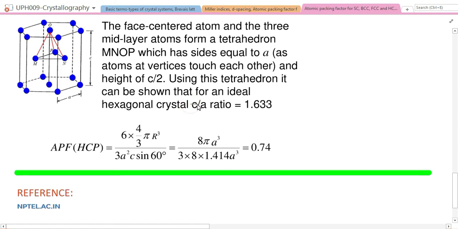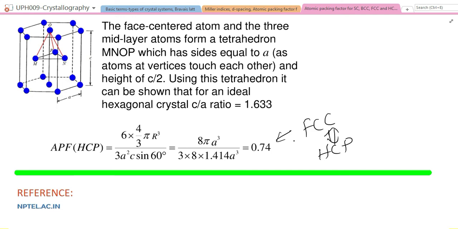Assuming that you would be able to find out c by a ratio is equal to 1.633 given such a configuration, you would see that atomic packing factor is 0.74, which is again same as what you see in case of FCC too. So that means HCP and FCC, in terms of their volume occupied or how closely packed they are, are same. They are same in terms of their packedness.